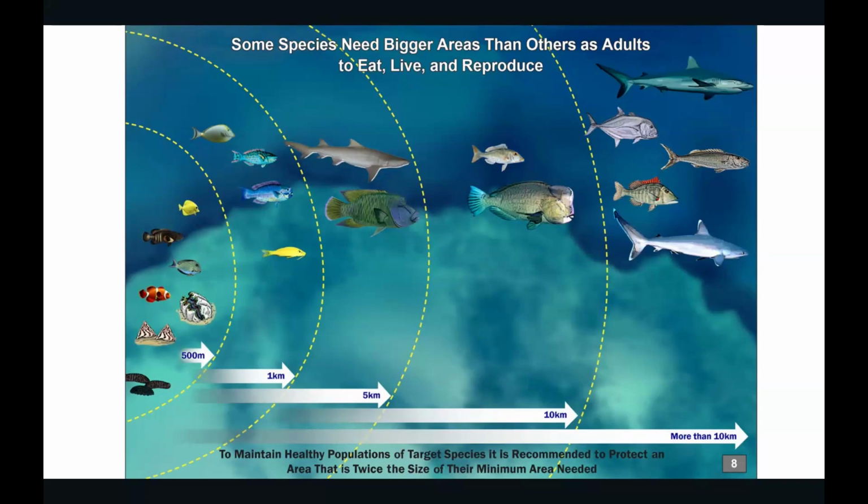And scientists suggest that protected areas be double the size to protect the species in their range. So emperors and bumpheads that move 6 miles, you'd have to have a protected area be 12 miles to protect that species within its range. So if it's less than 12 miles, then your protected area alone can't improve those fish populations.